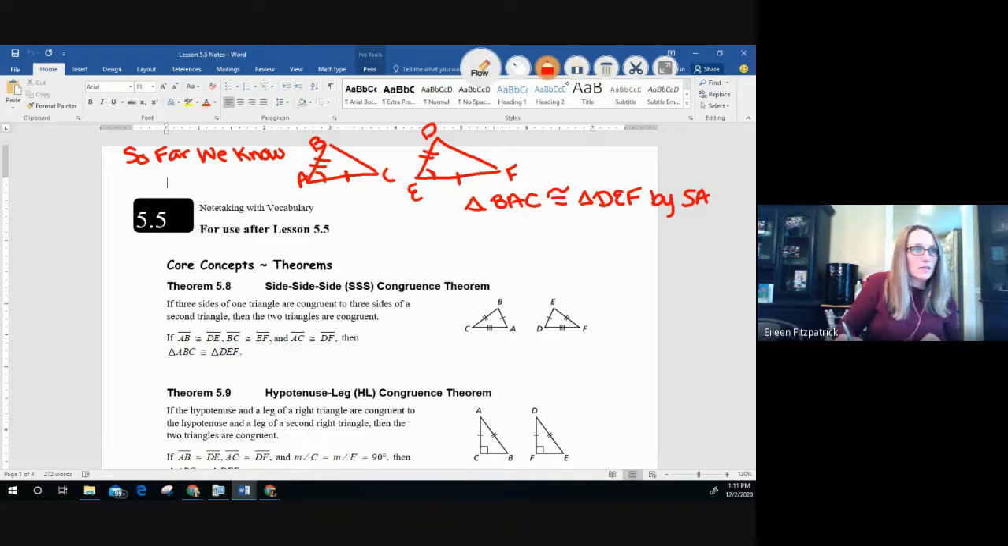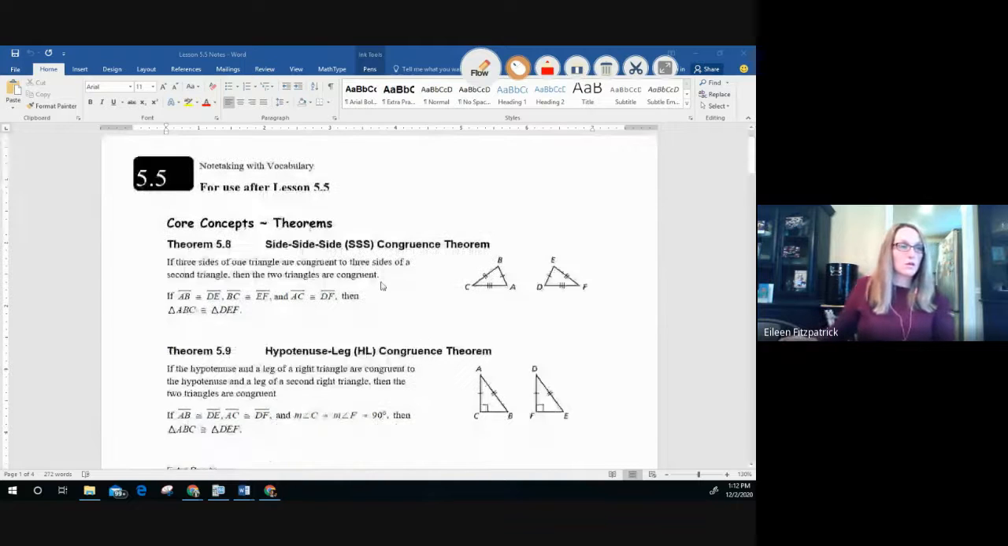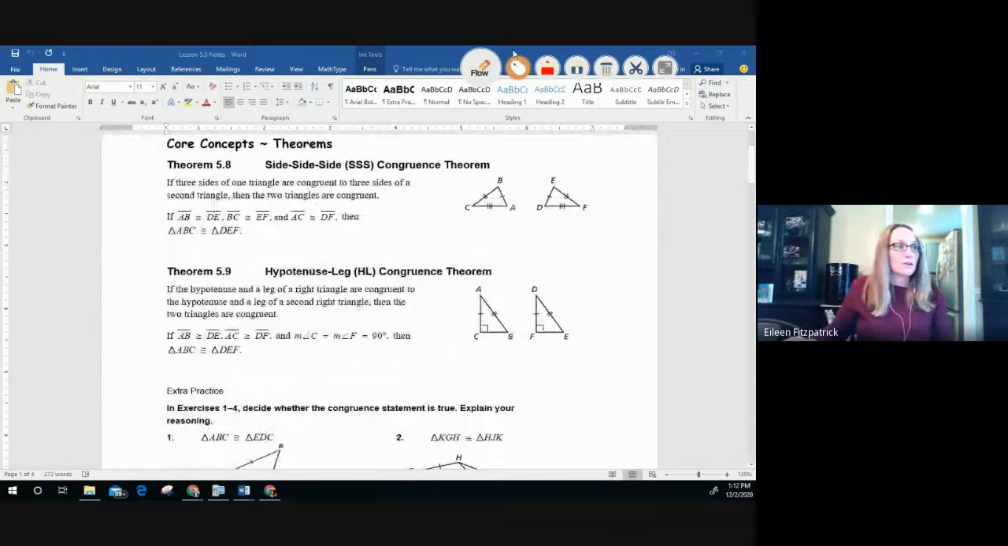Because, oh, am I off the screen? I'll write that down below. By side angle side. All right, because you have a side congruent to a side, another side congruent to another side, and the included angle congruent to the included angle. So side, angle, side, SAS, okay? Today we're going to move on and learn a few different theorems that will help us continue to prove triangles are congruent. The first is known as side-side-side congruency.